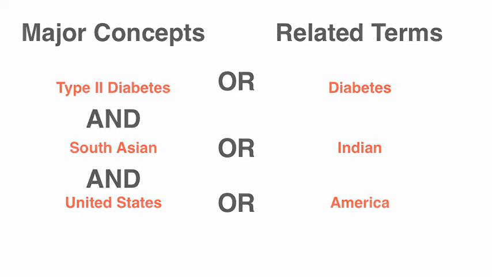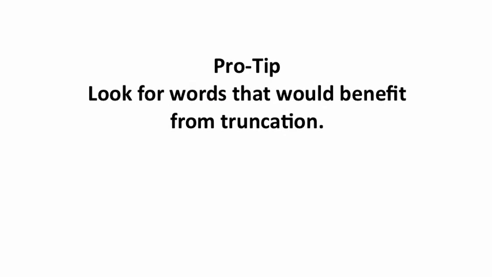However, just as a pro tip, look for words that might benefit from truncation. For example, the word South Asian. There might be a paper that just says South Asia. For example, the individual was from South Asia. But if I just look for South Asian, I'm going to miss that article.